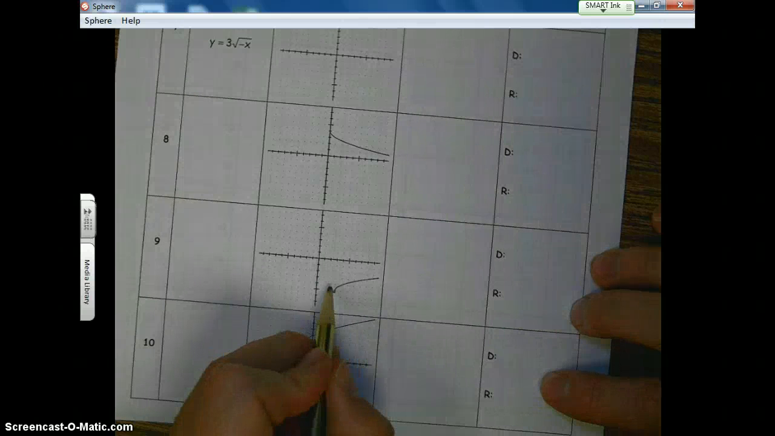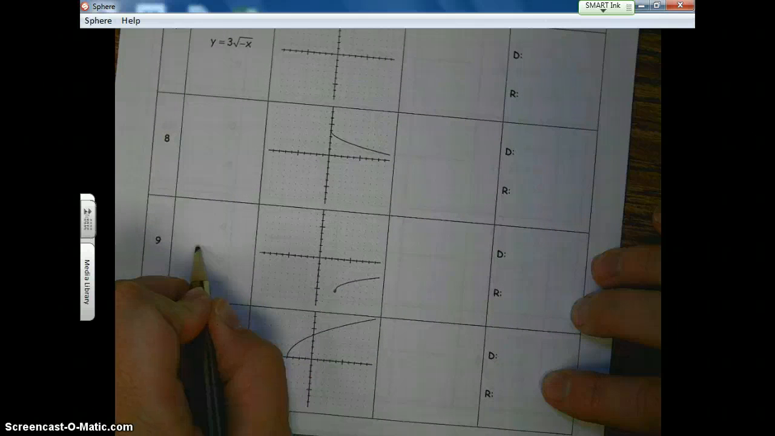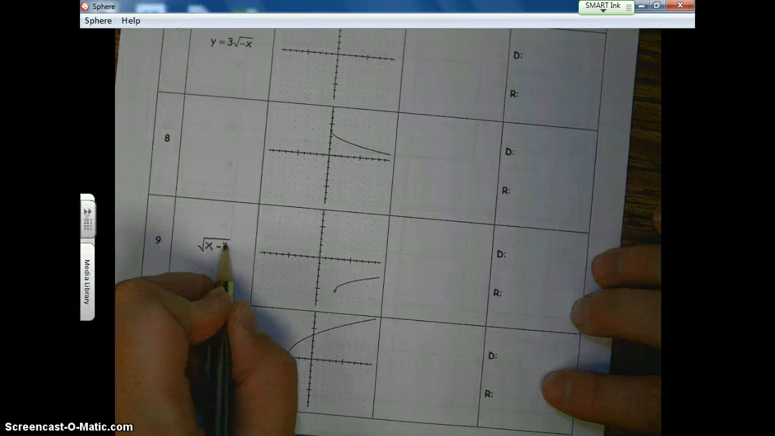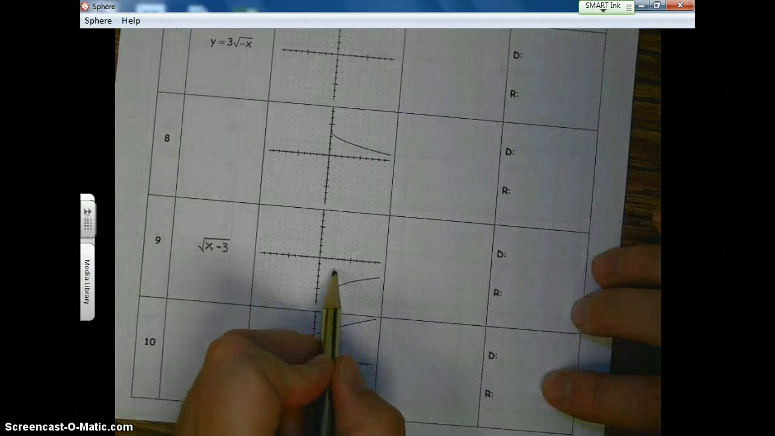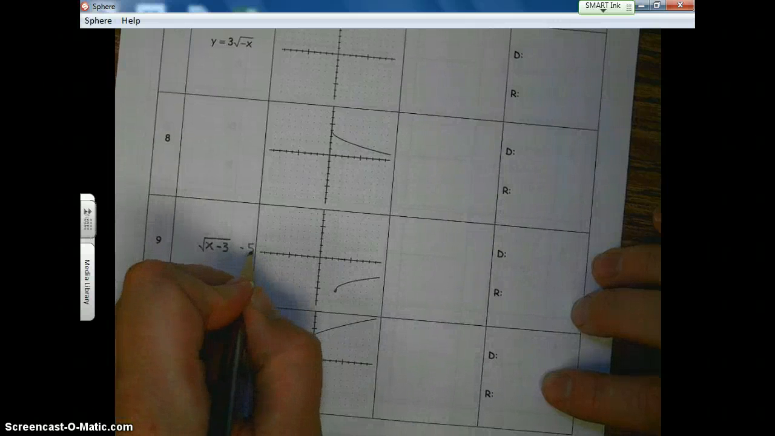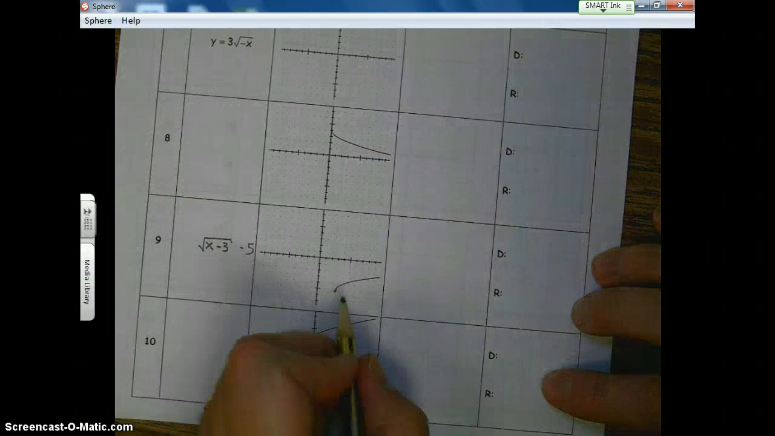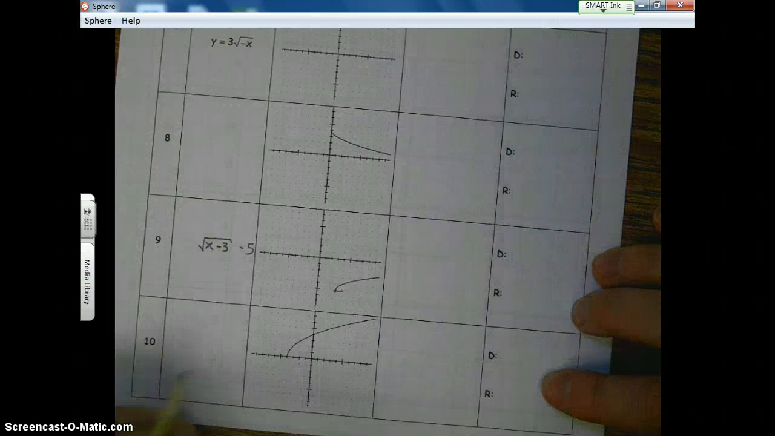So we went 3 to the right. So what we're going to do is start off with the square root. 3 to the right, so x minus 3. And then 1, 2, 3, 4, 5 down, minus 5, our k value. Okay, checking out our a value, we go over 1. What's the square root of 1?